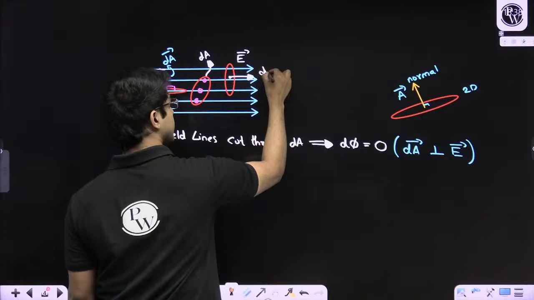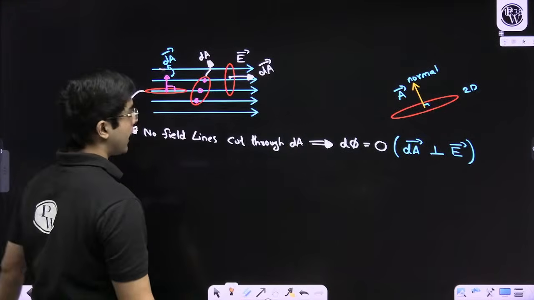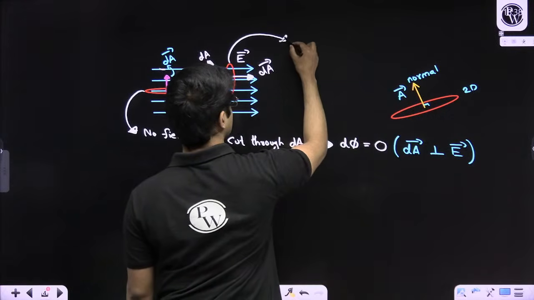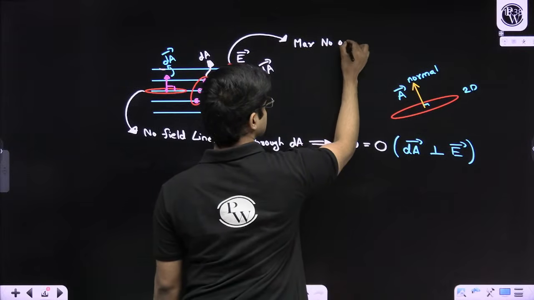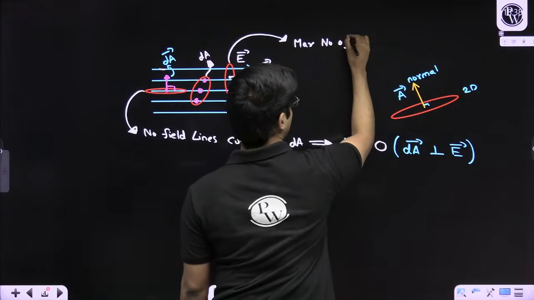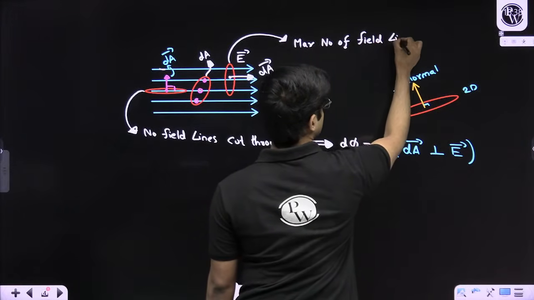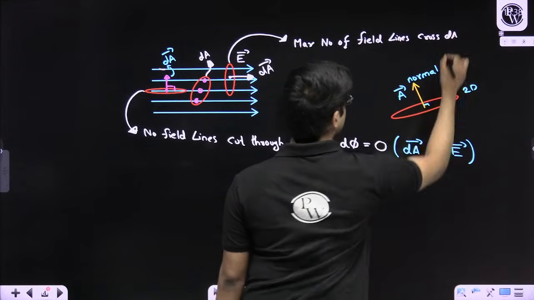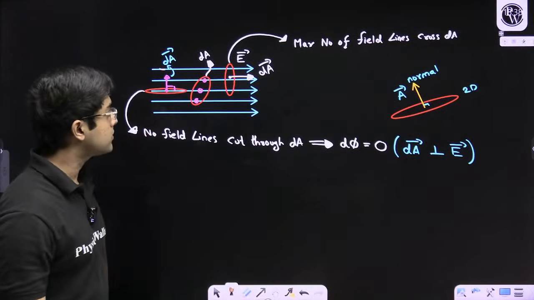This white vector is the area vector. So in this case, when the area vector and electric field are parallel to each other, the maximum number of field lines cross dA, cross the area dA, right? In this case, it is 0, and in this case, it is maximum.